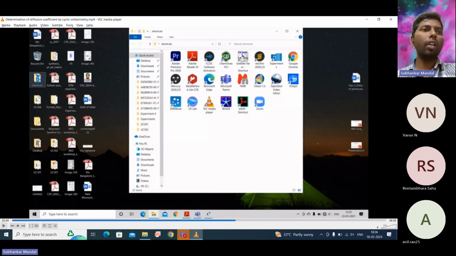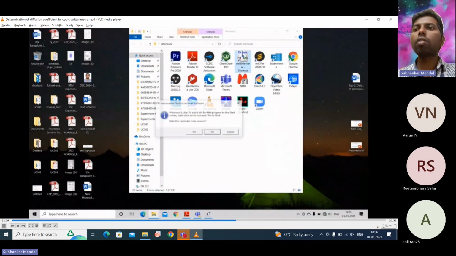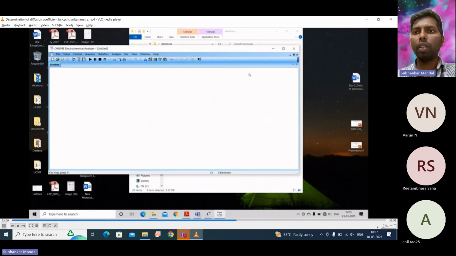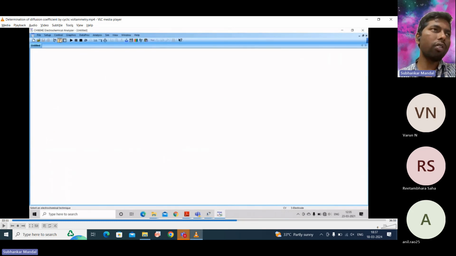Okay, so to run this experiment, there is some software which can connect the PC and the potentiostat. The software name is CH Instrument. When we start the CH Instrument software, this kind of interface will come. When it comes, we have to go to the setup and technique.